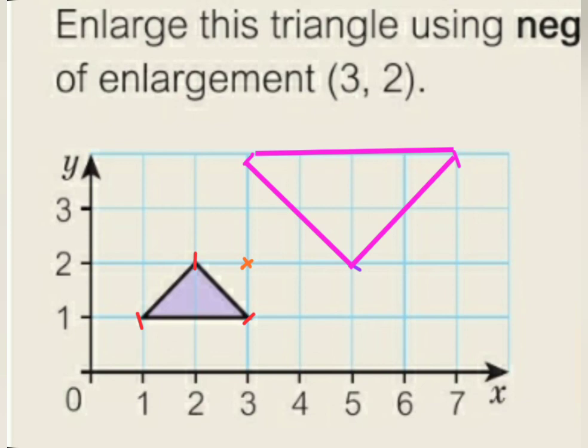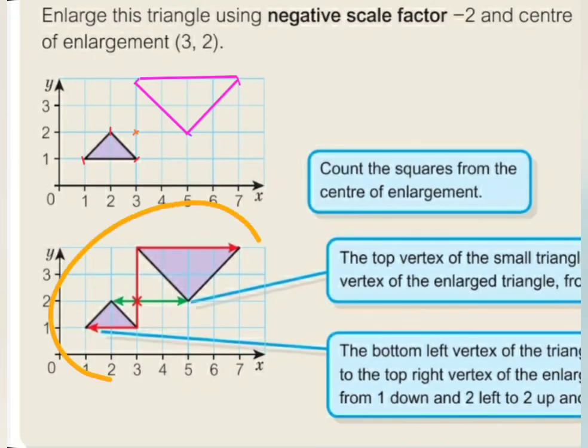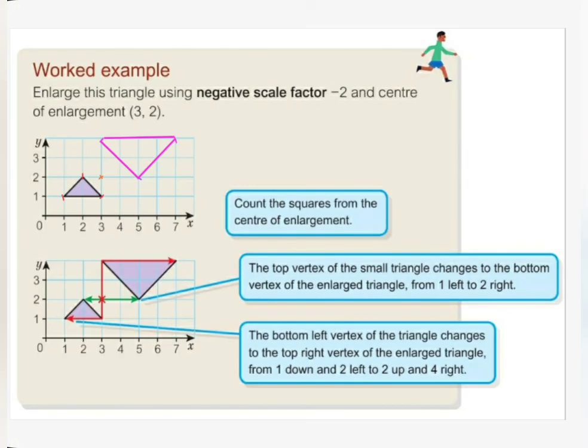At the same time, we notice something different from having a positive scale factor. The different thing is that the new shape is upside down. It's not the same as the old one. And this is very important. So if you have a negative scale factor, as we see here, we did the same idea. The most important thing to know is that if you have a negative scale factor, it means that the center of enlargement will be between the 2 shapes, and the new shape will be upside down.